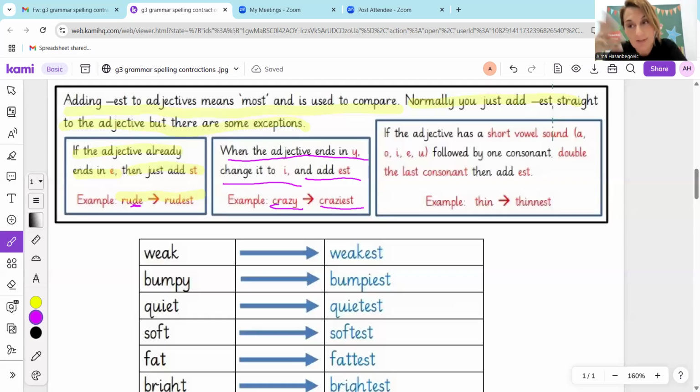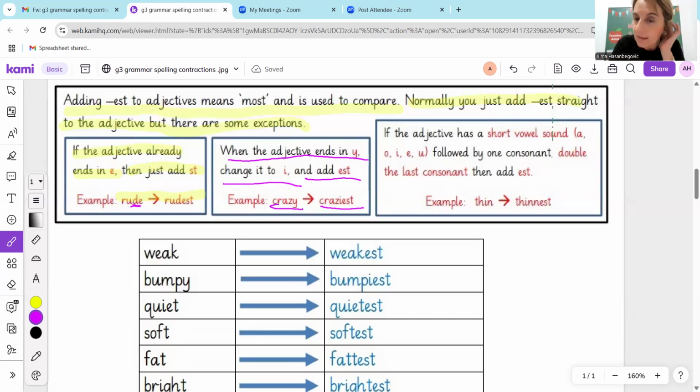If the adjective has a short vowel sound, remember the vowels in English are A, E, I, O, U, because English has 26 letters. All the others are considered consonants. It's only A, E, I, O, U that are considered vowels. So if the adjective has a short vowel sound followed by one consonant, then we double the last consonant and then we add est.